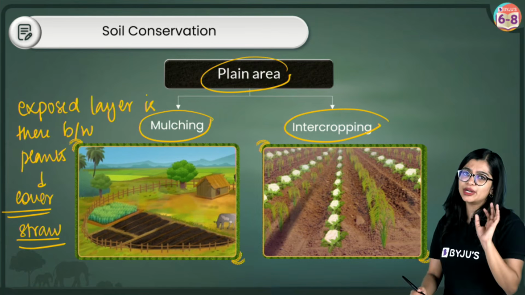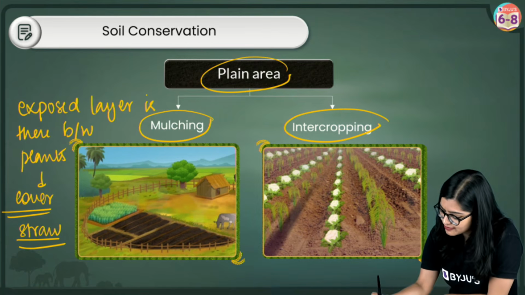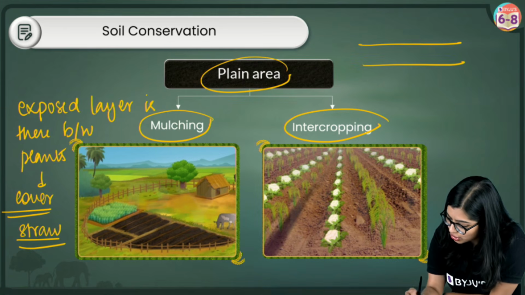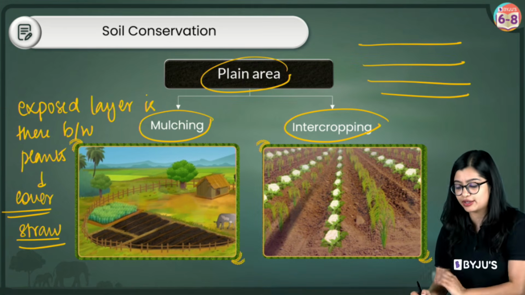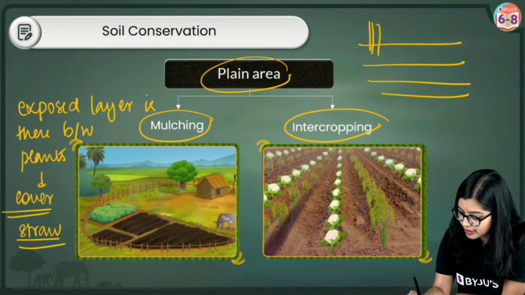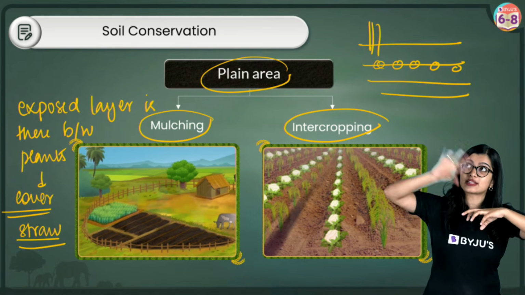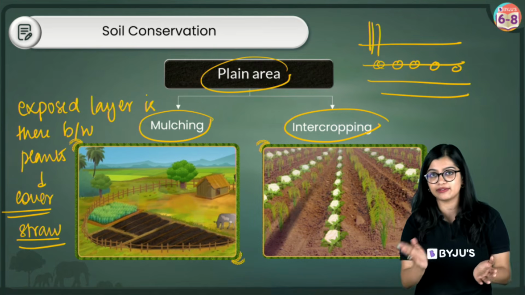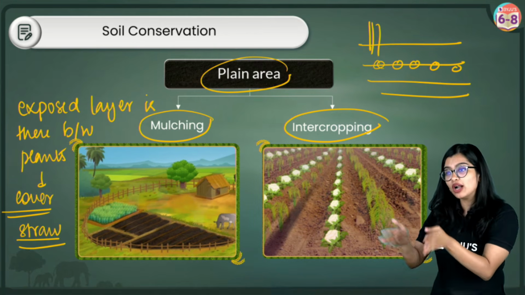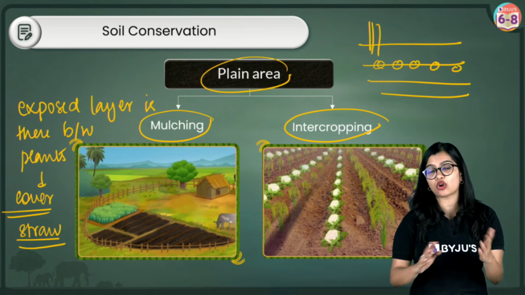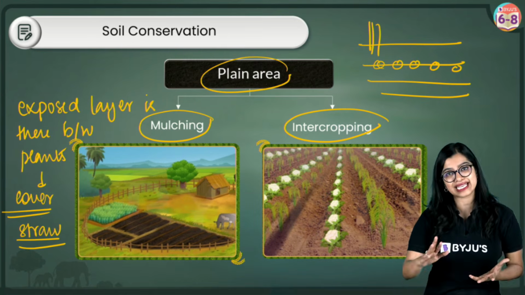Or what you can do is you can do intercropping, right? Intercropping is very simple. You see that different crops are grown in alternate rows. So here if I have one crop, here I will grow another crop. Thereby, however much soil gets exposed to rain and everything would be relatively less. So growing two different crops alternately is what we call intercropping.